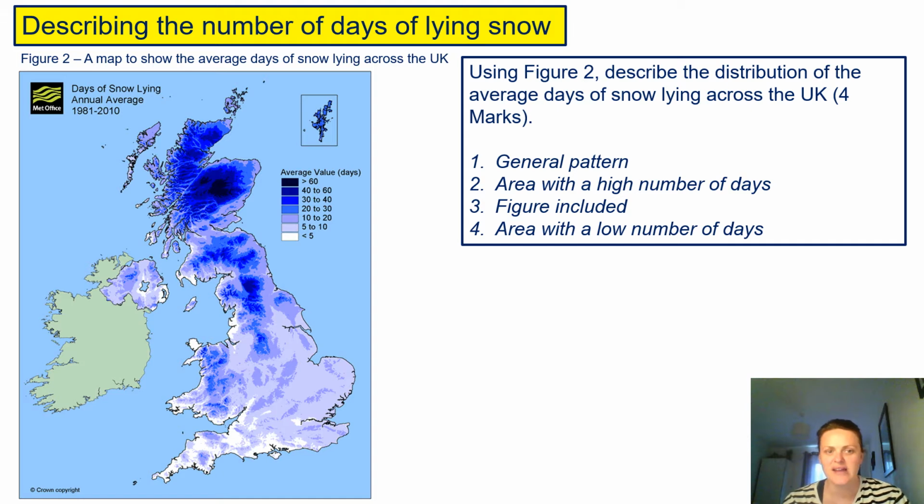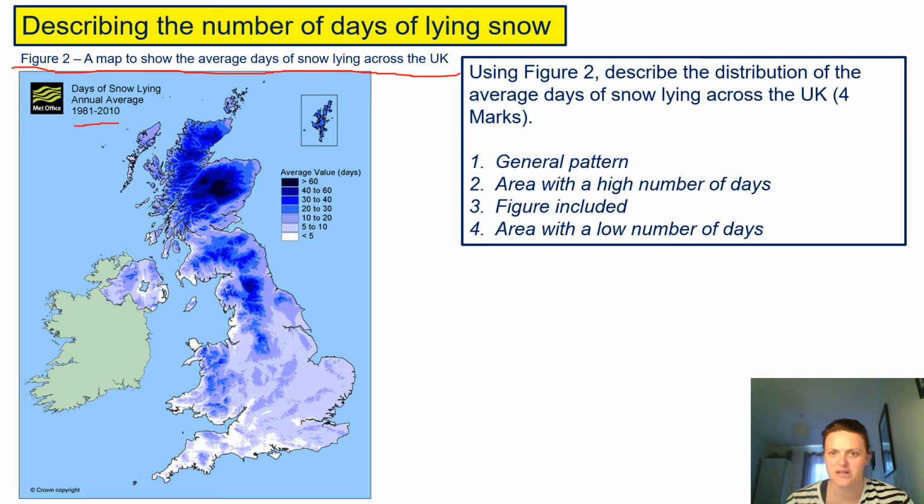Right, so we're going to get straight into it and look at another figure and try and explain the data that we can see. So here, figure 2 is a map to show the average days of snow that are laying across the UK. This is taken on average between 1981 and 2010. So which areas of the UK have had the most snow laying on it over that period of time? So here we go, let's have a look.